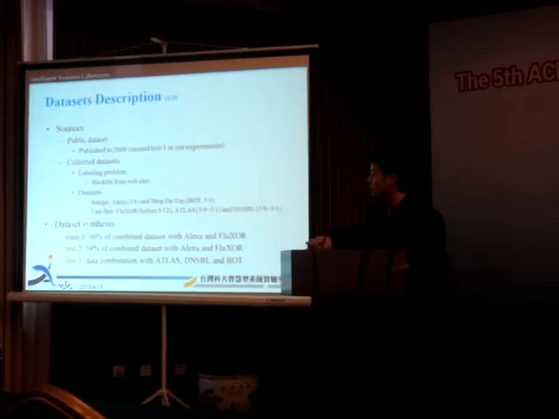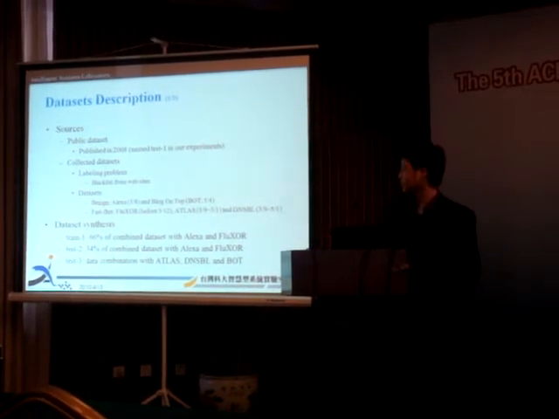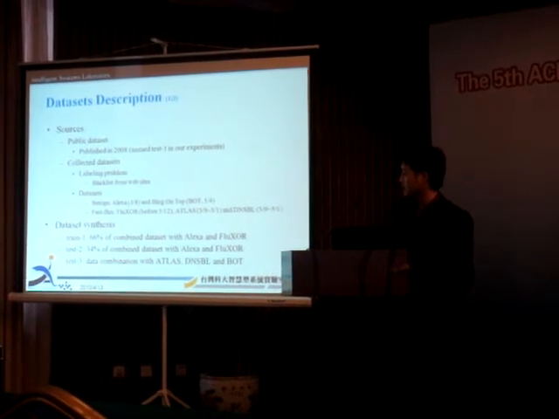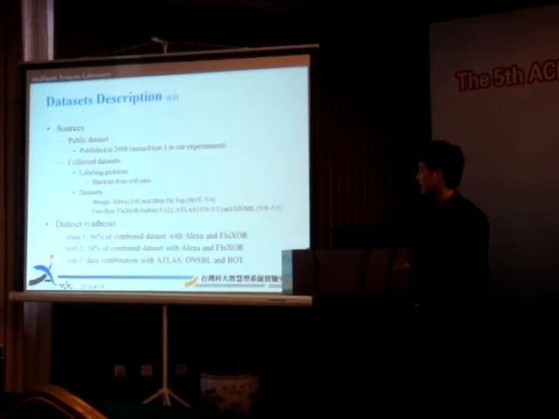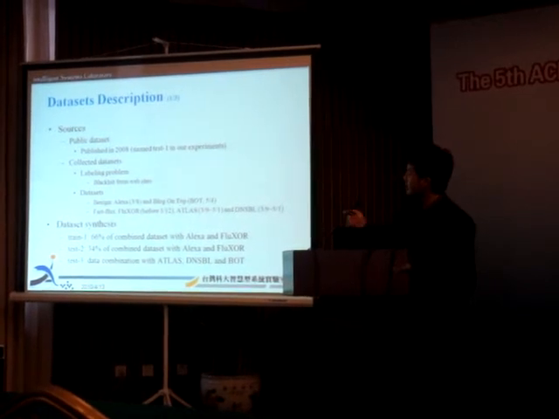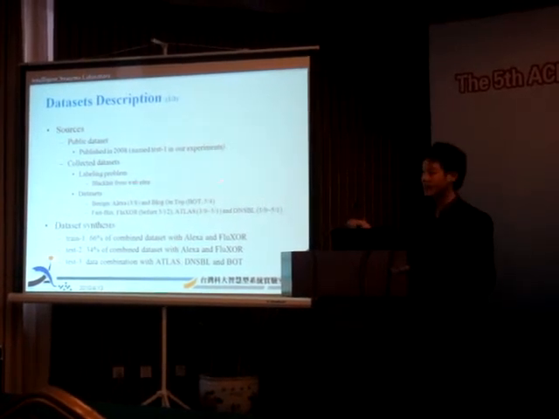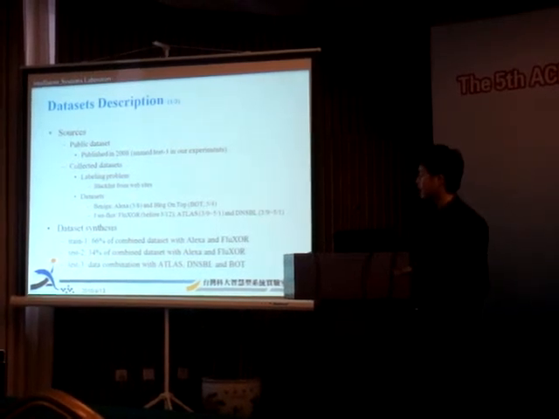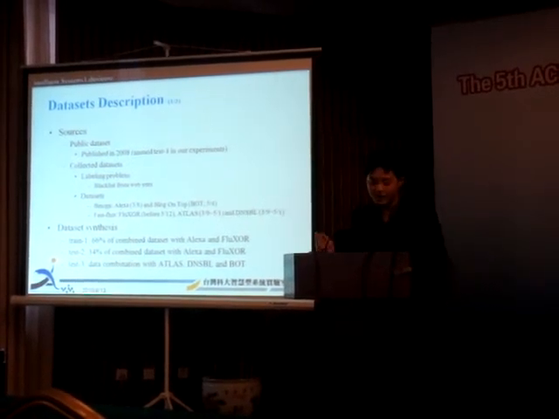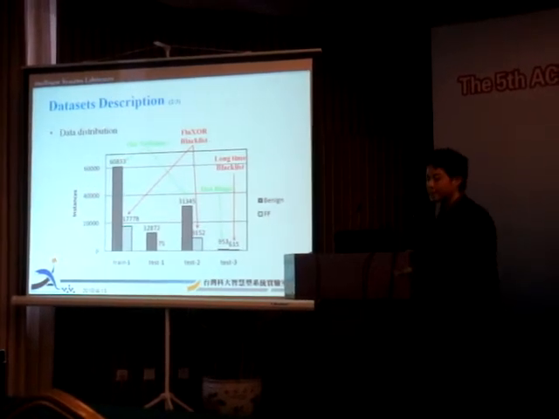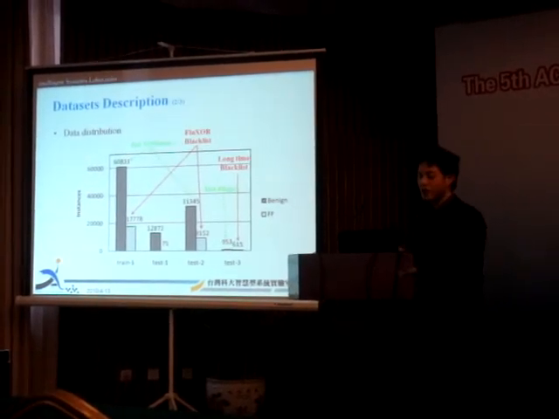And we want to do the data synthesis. The training set is 66% of the combined data set, Alexa and FastOR. Test set 1 is the published data set. Test 2 is the combined data set with Alexa and FastOR. And test 3 combines the other remaining data sources. This is the data set description.